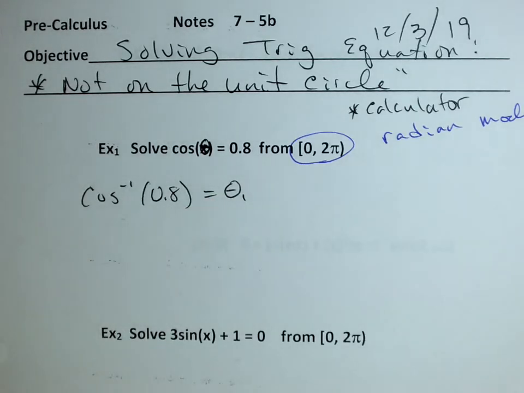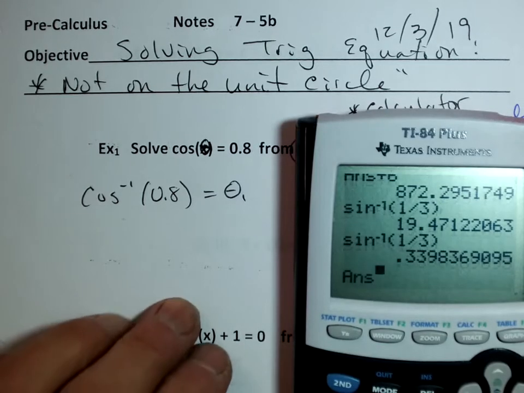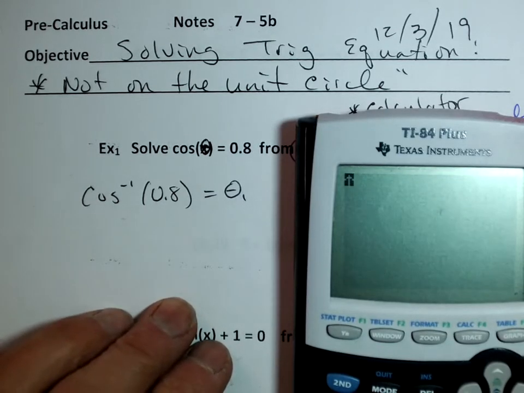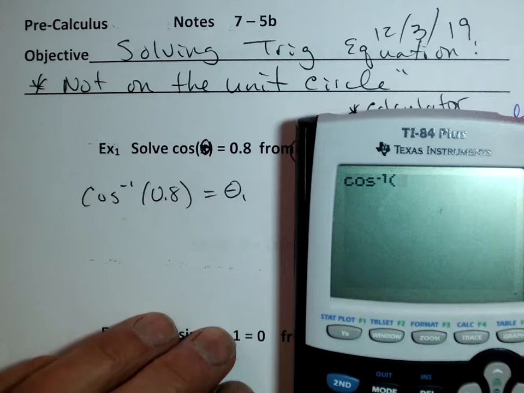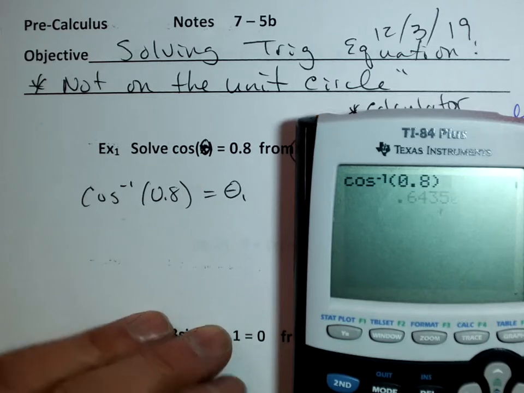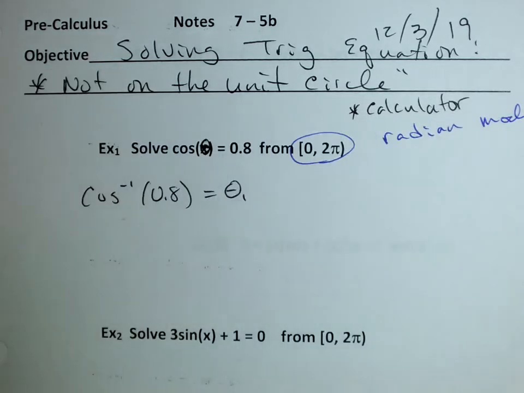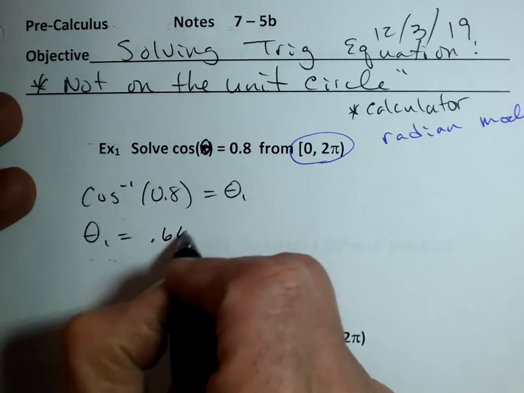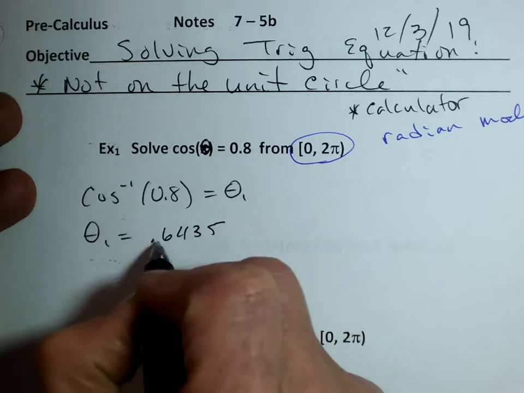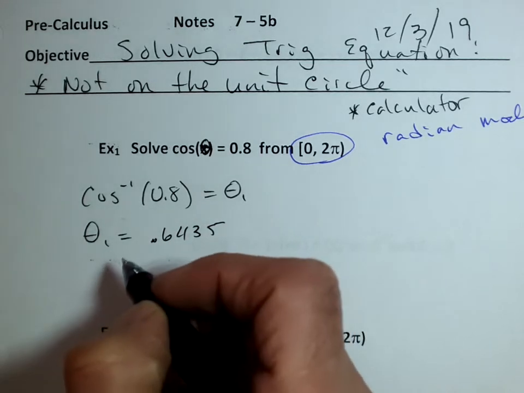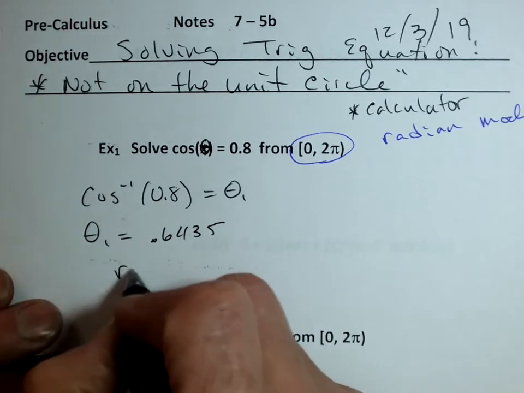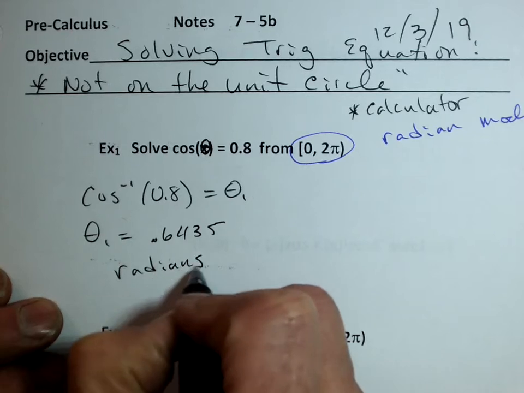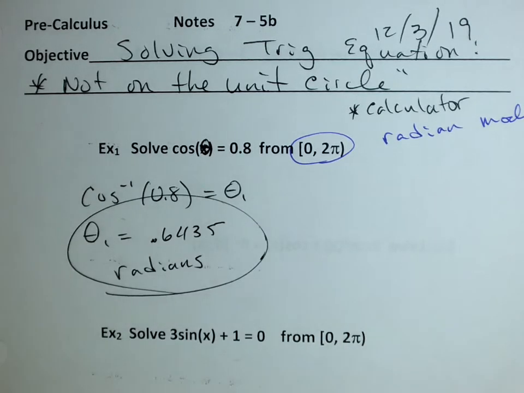I'm just going to use my calculator. Clear, clear, clear, clear. Cosine inverse of 0.8, and I get an answer of about 0.64. That's an angle. So theta 1 is 0.6435 radians. It doesn't look like an angle, but it really is an angle, because remember, pi is an angle, 3.14, okay?